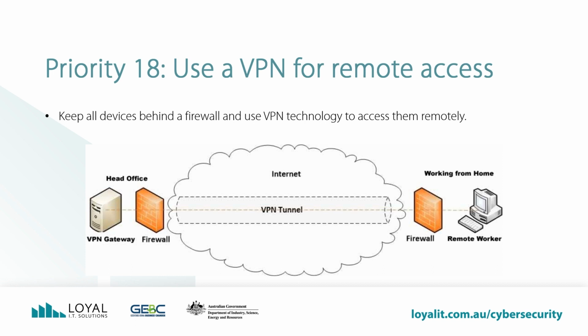Priority 18. Use a VPN for remote access. Keep all devices behind a firewall and use VPN technology to access them remotely. These days, it is simply too risky to have your devices exposed to the internet, as we saw in the hacking case studies video. This is only valid for those businesses who host their own servers and have the need to remotely connect to them. There is some infrastructure required and some configuration, thus can be moderately expensive depending on your needs.